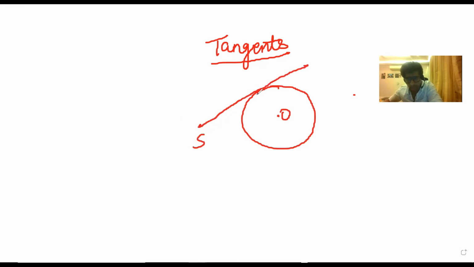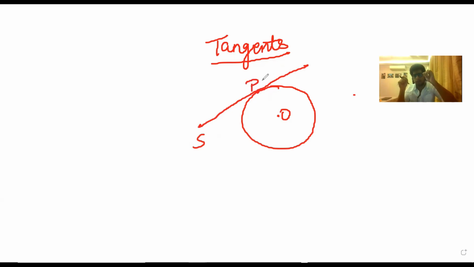Now I will jump to tangents, as they're very important. And what are tangents actually? Tangents are lines drawn from an external point that intersect the circle at just one point. So here's a circle with a center O and an external point S, and the line drawn from it meets the circle at just one point. Let's say the point is P.